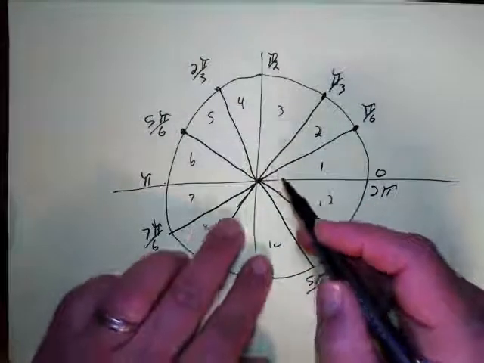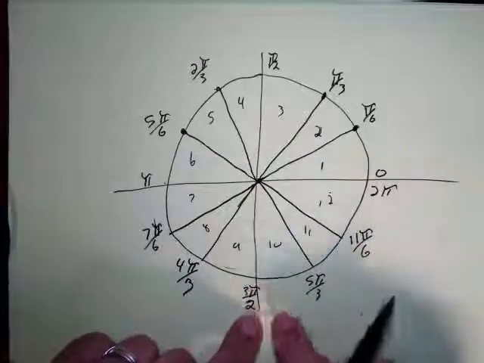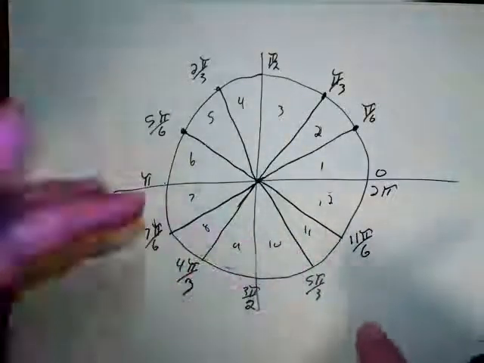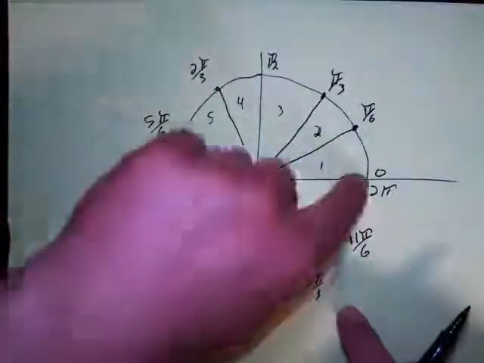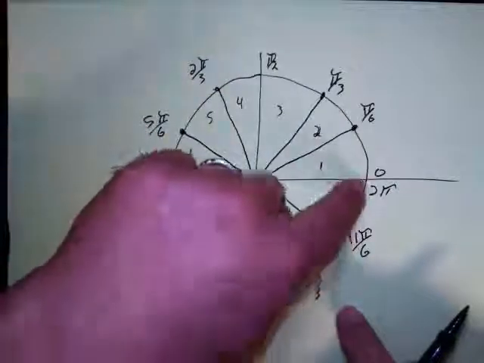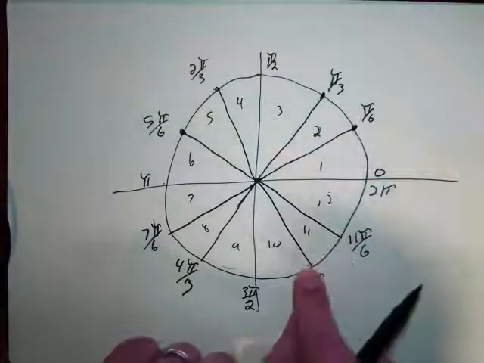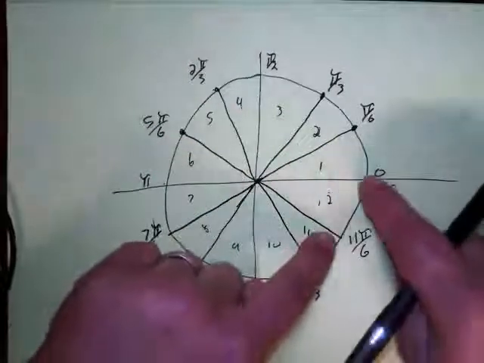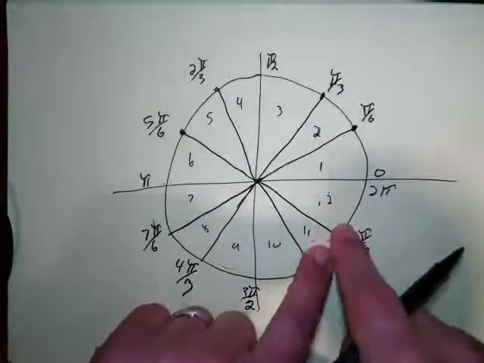Here, if I wanted to know this one, around the circle would be 6 pi's over 3, and I back up 1, I get 5 pi over 3, right? Or if I go all the way around to here, 12 pi over 6, back up 1 would be 11 pi over 6.